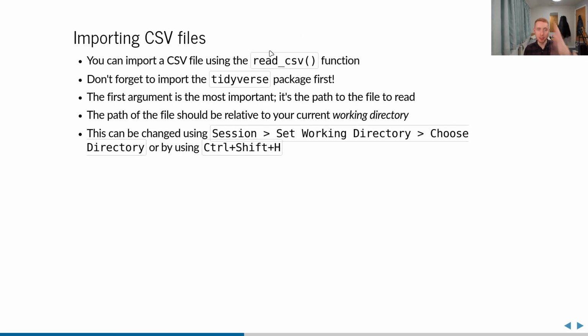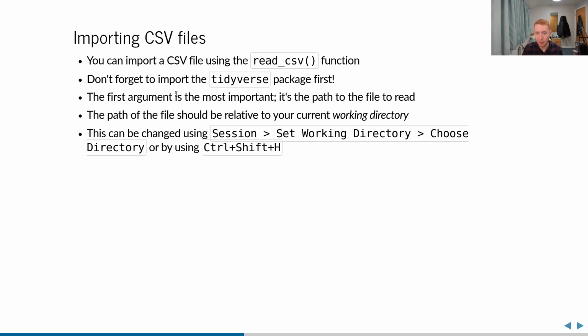To import a CSV file, you can use the read_csv function, and that's from the readr package. To get access to this, we just have to import the Tidyverse with library(tidyverse). The first argument is the most important one, and that's the path to where the data file you're trying to read is located. This path is a relative path. It's based on something called your current working directory. Think of your working directory as your home. It's where you're currently standing, and everything is relative to that.